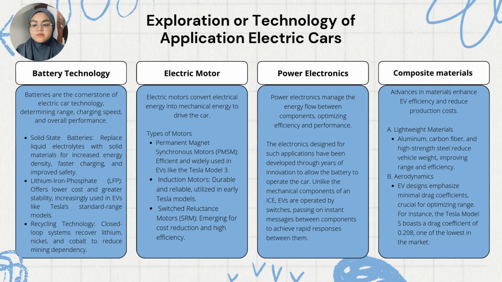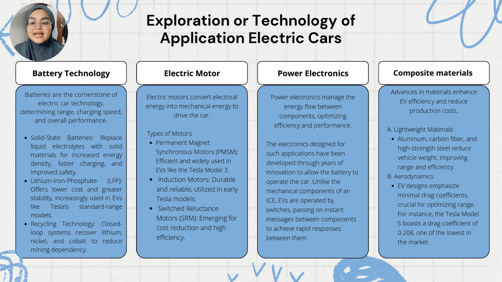First is solid-state battery. It replaces liquid electrolyte with solid material for increased energy density, faster charging, and improved safety. Second is lithium iron phosphate. It offers lower cost and greater stability, increasing use in EVs like Tesla standard range models. Third is recycling technology. Closed-loop systems recover lithium, nickel, and cobalt to reduce mining dependency.